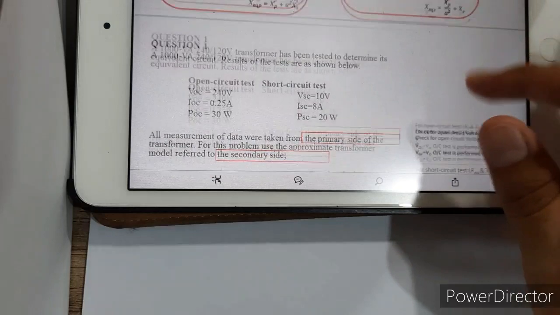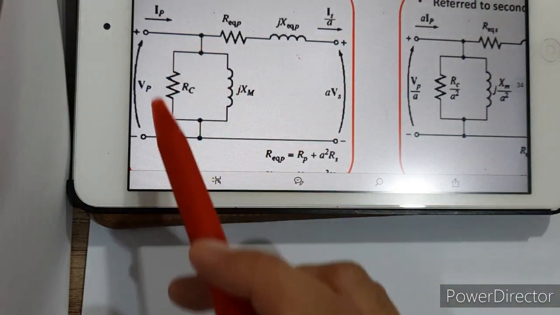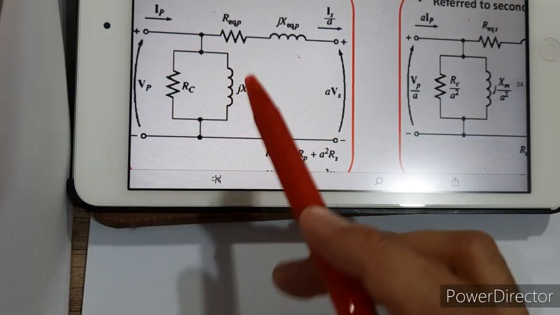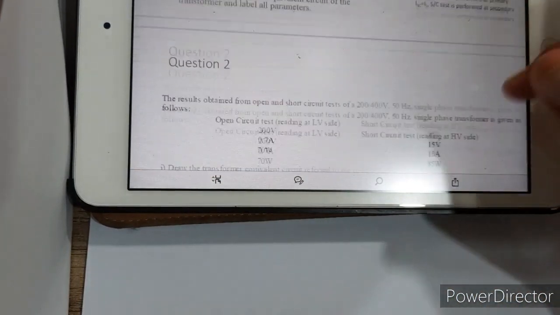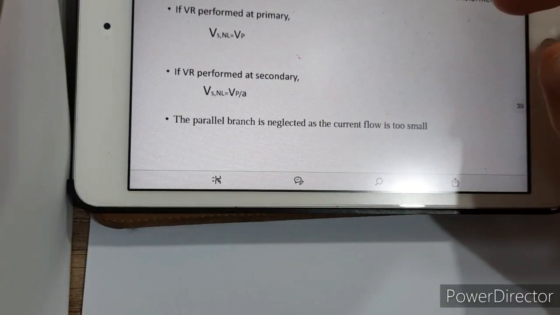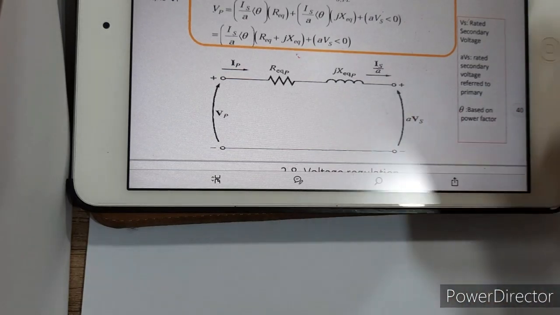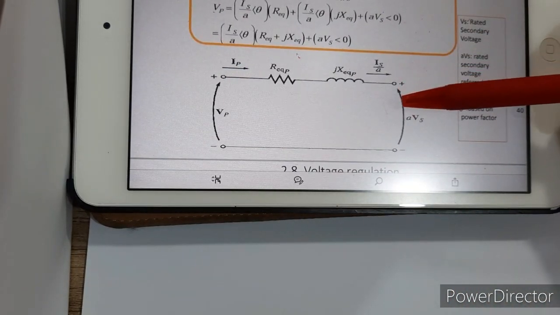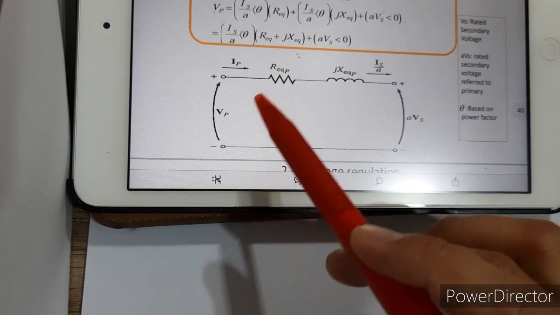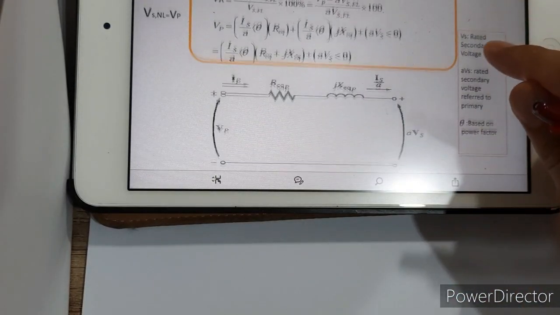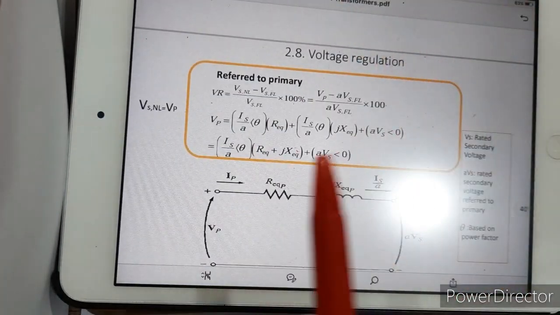So remember the final circuit for the transformer test. This is the branch. This branch is neglected because the current flowing through it is too small. So the final circuit looks like this. Originally there is a branch over here, but we neglected it because the current is too small. So this is the voltage regulation when we do the analysis by referring to the primary.